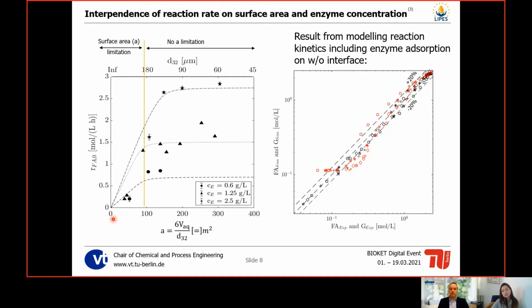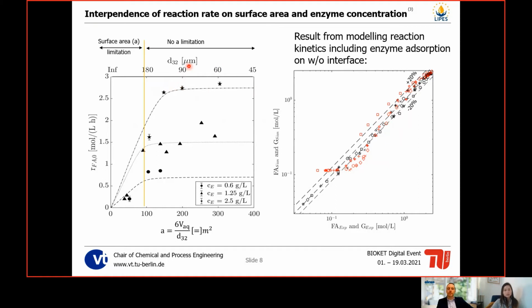If we keep increasing the stirring rate, or we increase the surface area, we then achieve the maximum reaction rate where all of the enzyme molecules are attached on the interface, and therefore increasing the stirrer speed doesn't increase the reaction rate anymore. To operate the system, we want to be at this saturation point. It doesn't make sense to blindly increase the stirring rate, because we don't increase the reaction rate anymore.